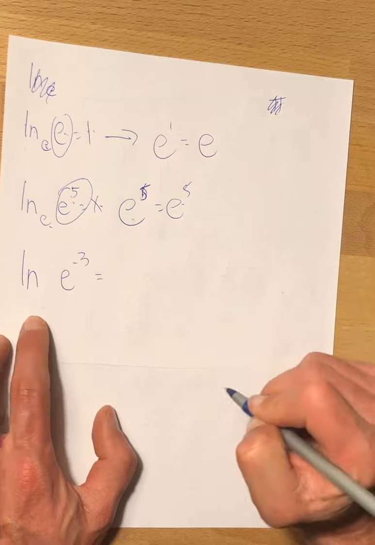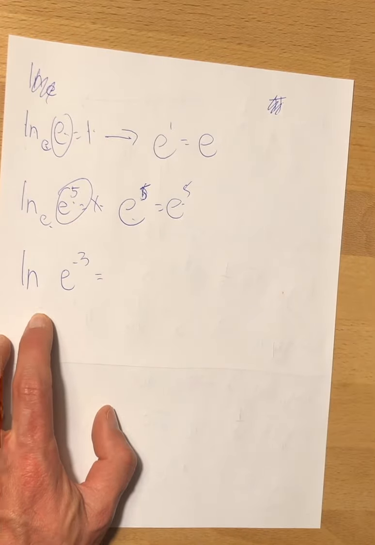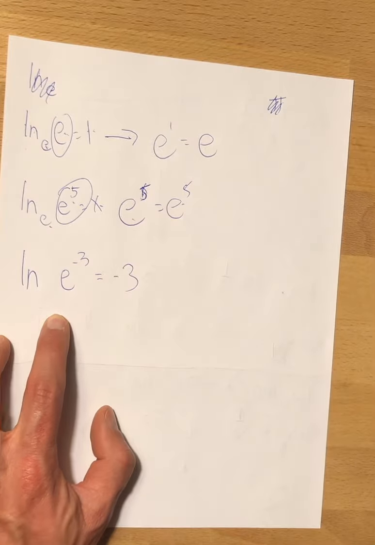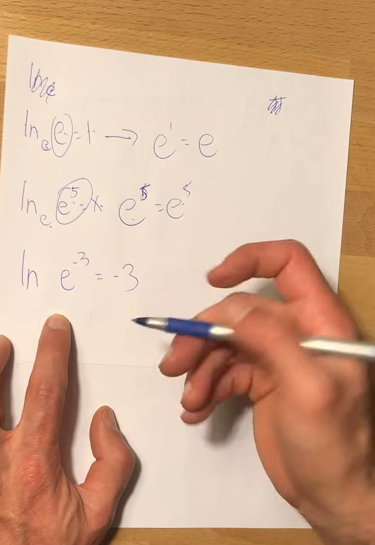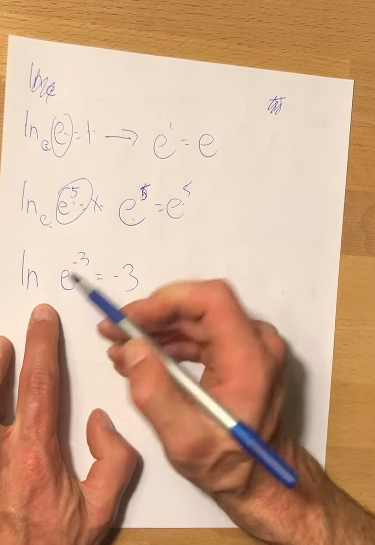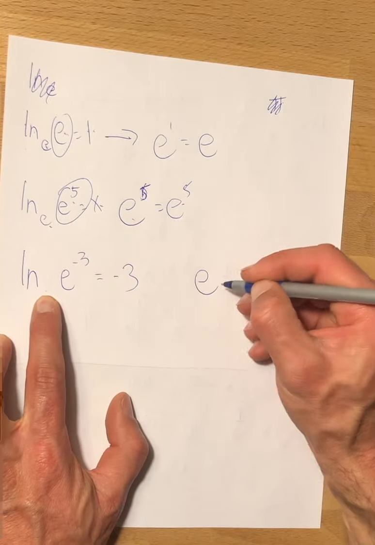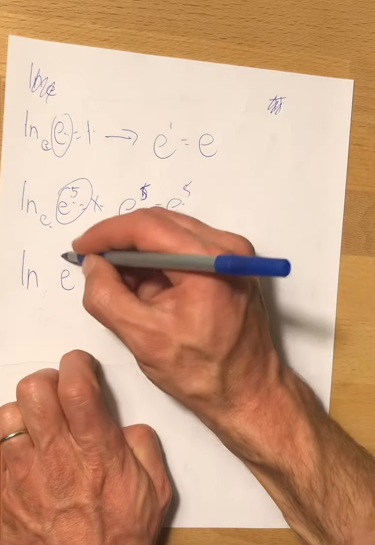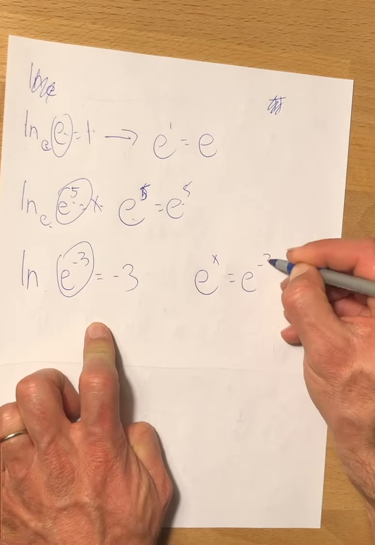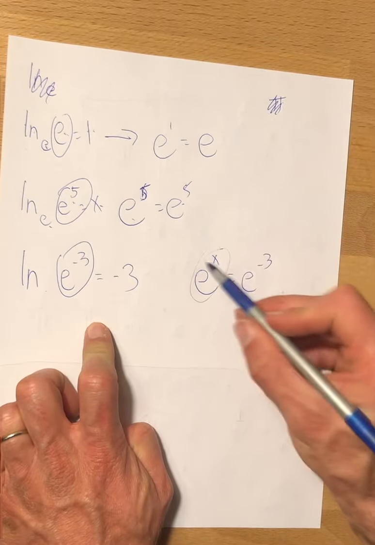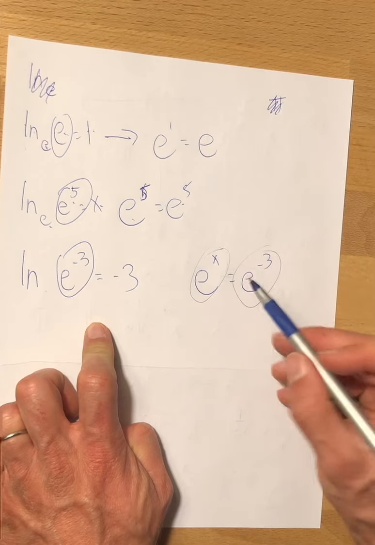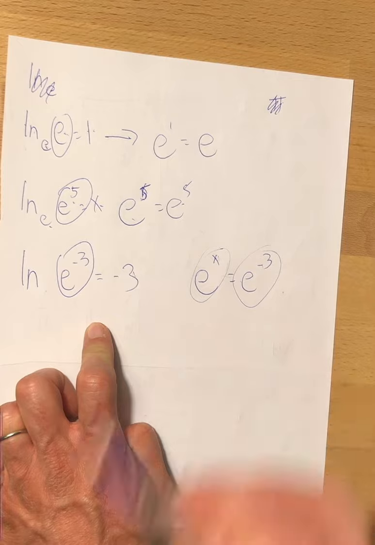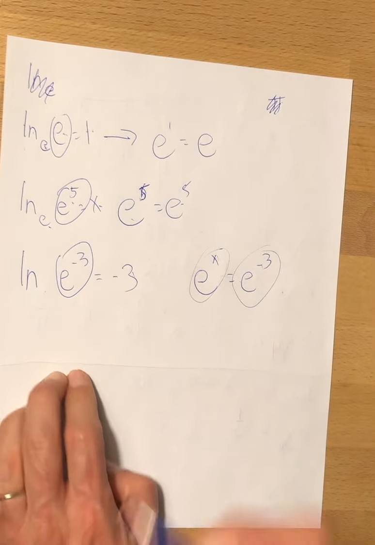Let's try this. Natural log of e to the -3rd. What does this equal? The answer is actually -3. If you rewrite this, my invisible base is e. The exponent, I don't know. Base, exponent, what it equals. What does this have to be to look like this? It's as simple as this. E to the x equals e to the negative third. This has to be it. Negative 3.